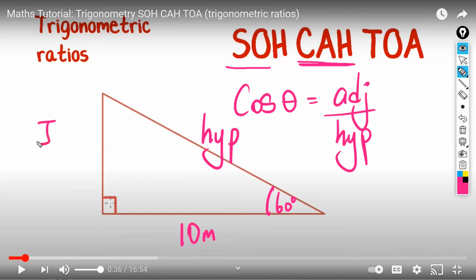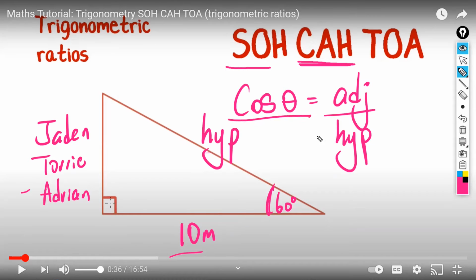I'm going to give this to Jaden, and I'm going to give this to Tori, and I'm going to give this to Adrian. Suppose I have the adjacent side, guys, and I have the angle, and I want to find the hypotenuse. What would you do using the cosine formula? Let's see if you guys can think this one out. We need to think about it, guys.